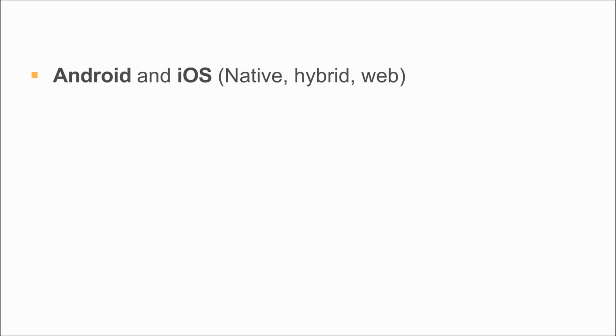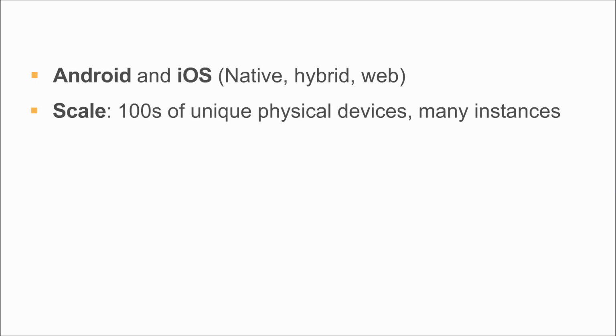So AWS Device Farm supports the testing of native, hybrid, and web applications on Android and iOS devices. And those devices scale. So we like to talk about scale here at AWS. The AWS Device Farm scales in a couple of different ways, and I'm going to talk to those. So first, we have hundreds of unique devices for you to choose from.